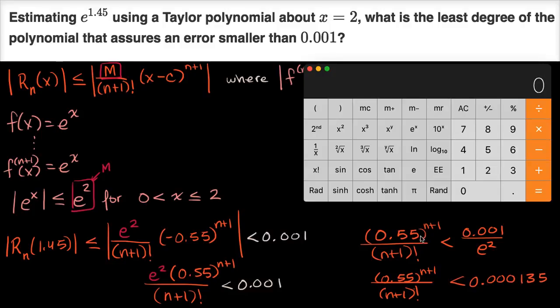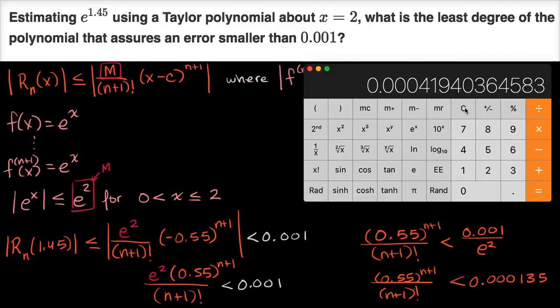So let's try n equals 4. If n equals 4, then it's going to be this to the 5th power divided by 5 factorial. So 0.55 to the 5th power, and then divided by 5 factorial, which is 120. Divided by 120 is equal to that. We're almost there with n equals 4. I'm guessing that n equals 5 will do the trick.